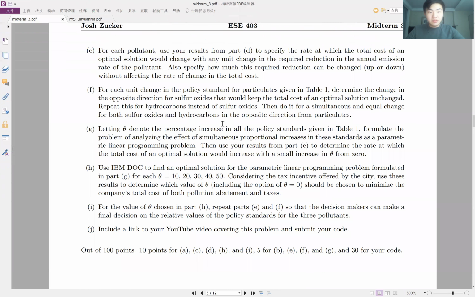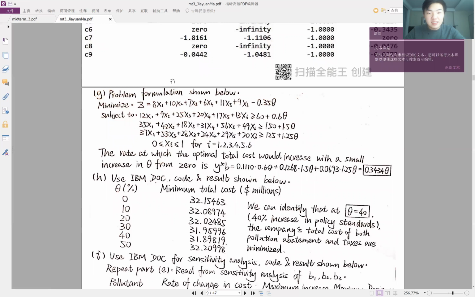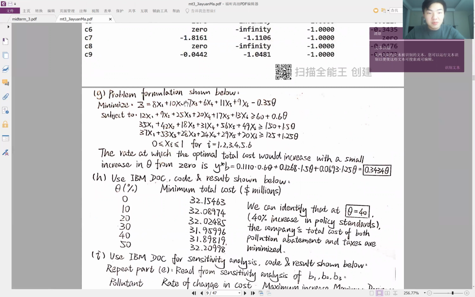Okay, so let's see, after part F, for part G. Part G, we want to use this theta to denote the percent change in all of the policy standards, because we have learned from the problem that with each 10% increase in all of the policy standards, the company can get a tax reduction of $3.5 million. So the company might consider changing the objective function, changing the problem formulation a little bit to find the optimal solution considering the tax reduction, whether they want to provide more capacities of the reduction in emission rate to get a tax break.